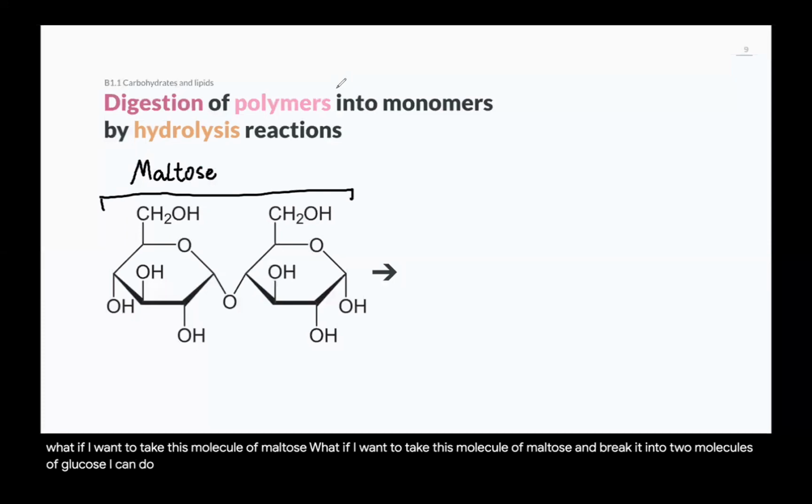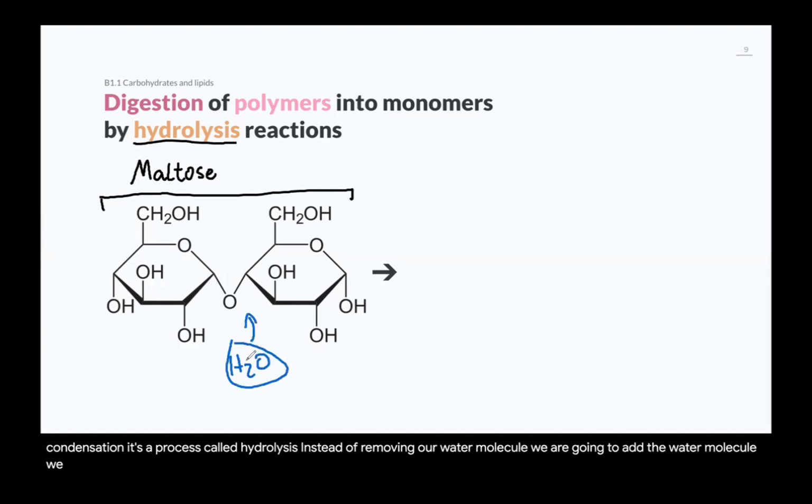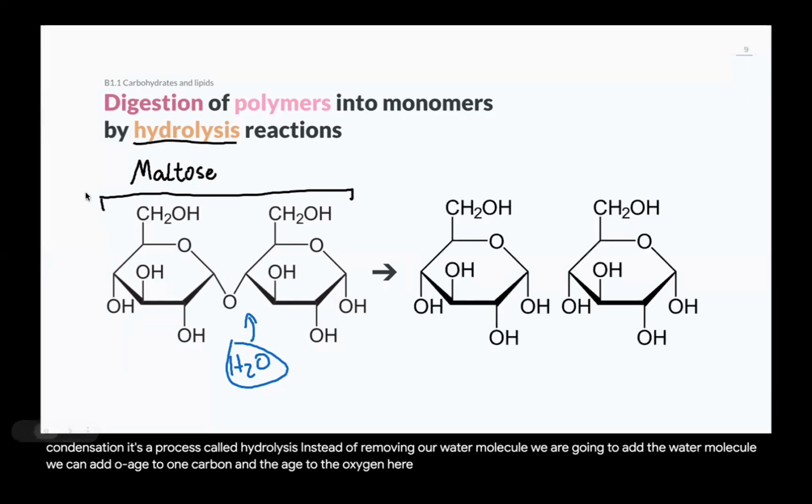I can do that in my intestine. I have an enzyme called maltase, and the way maltase works is by reversing condensation. It's a process called hydrolysis. So instead of removing a water molecule, we are going to add the water molecule. We can add OH to one carbon and the H to the oxygen here. And now we have the two glucose molecules.